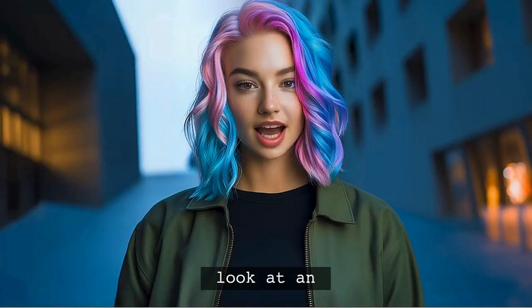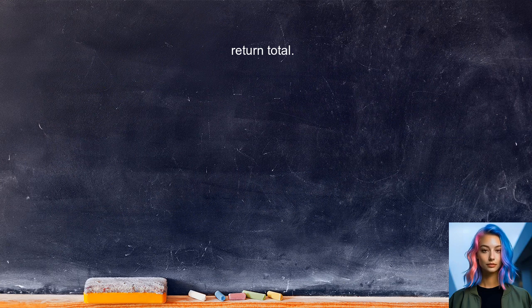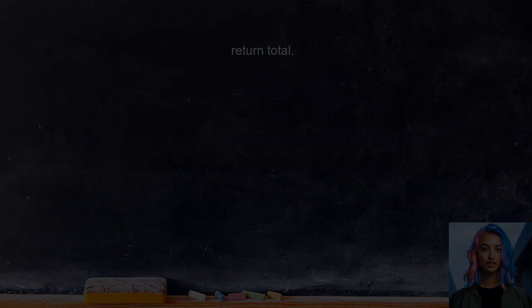Let's take a look at an answer from another user. An alternative algorithm suggests leveraging the presence of zeros in the rows. The idea is that if 2 rows share a 0 in the same column, they cannot form a valid pair. The algorithm starts by creating 2 sets, one for all row indexes and another empty set. It then iterates through the rows from bottom to top, checking for zeros. If a 0 is found, it checks other rows in the active set for matching zeros, moving incompatible rows to a separate set. Finally, it counts the valid pairs and updates the sets accordingly.